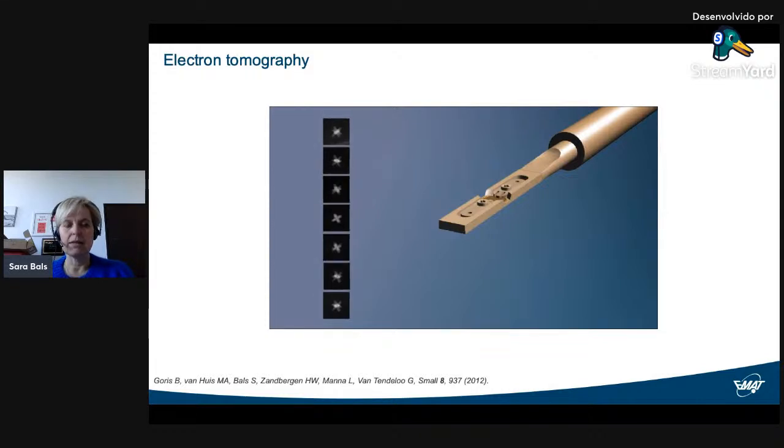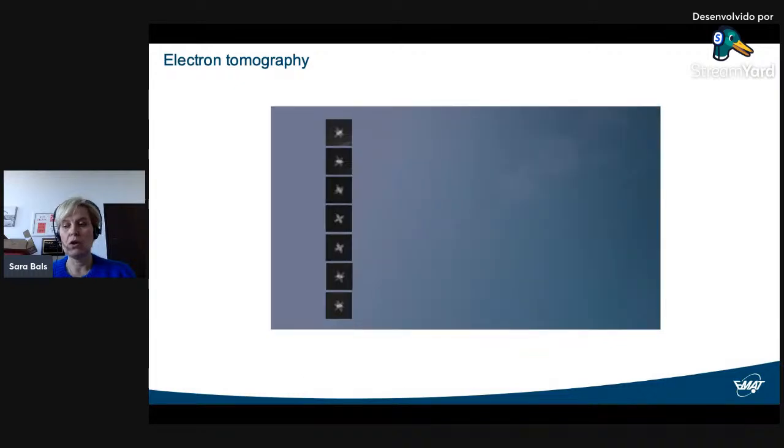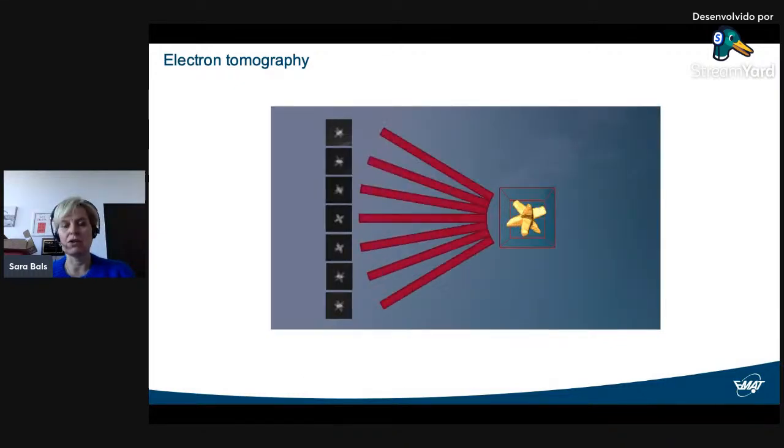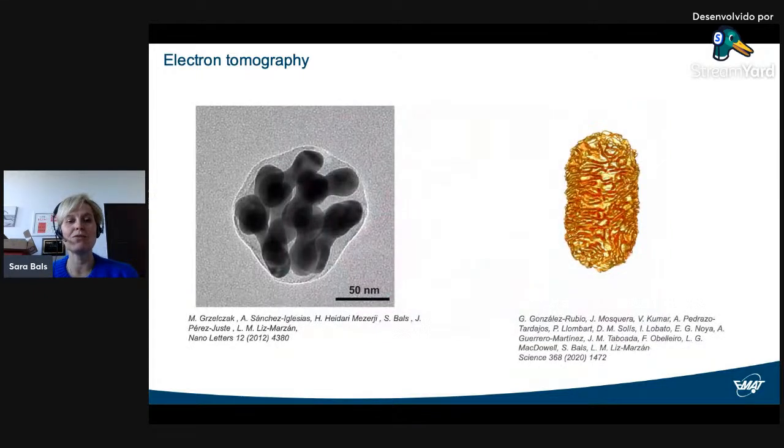We will be aligning the images with respect to each other, and they will serve as an input for a mathematical algorithm that enables us to obtain a three-dimensional reconstruction of our object. Now, we cannot only reconstruct the morphology of the object, we can also investigate the inner structure, which is illustrated here by what we call orthoslices. Now, over the years, we have applied electron tomography to a very broad range of materials, and I'm showing you two examples, an old one and a new one.